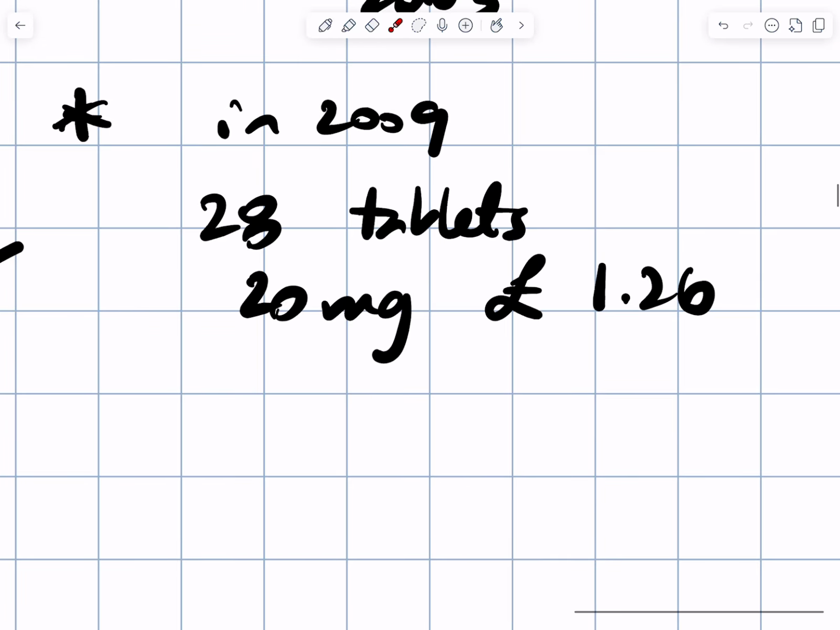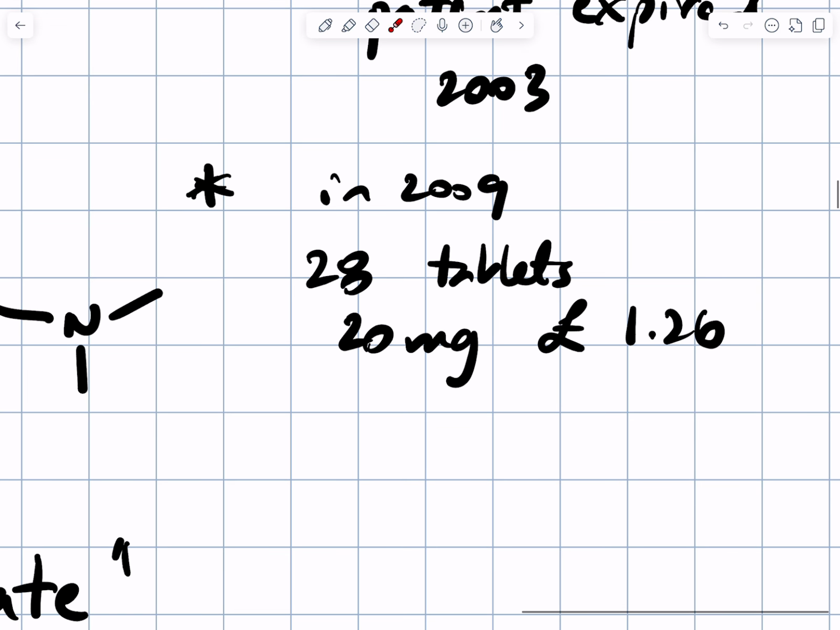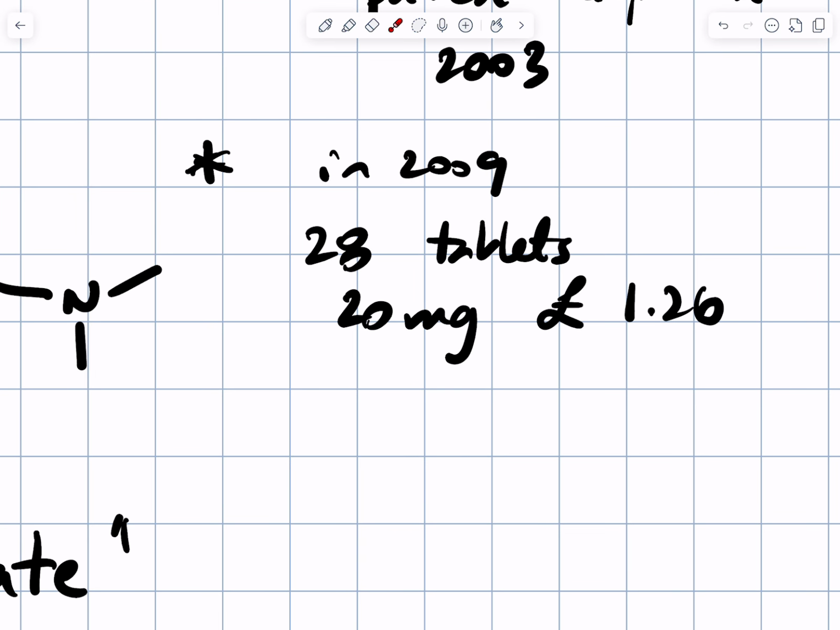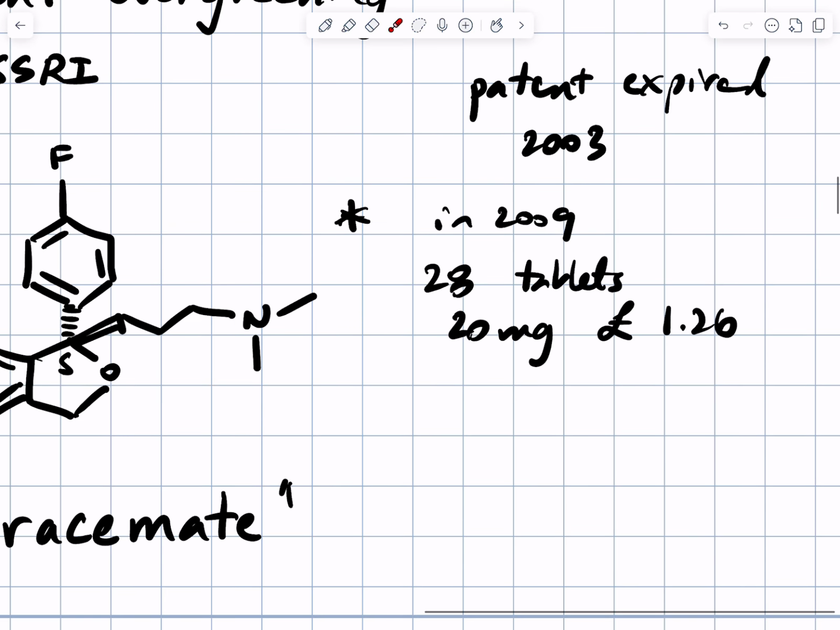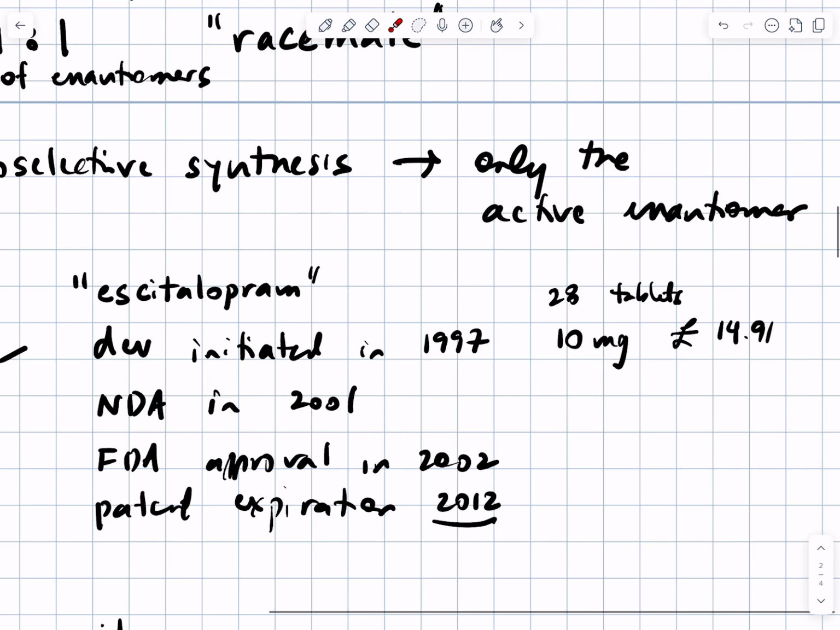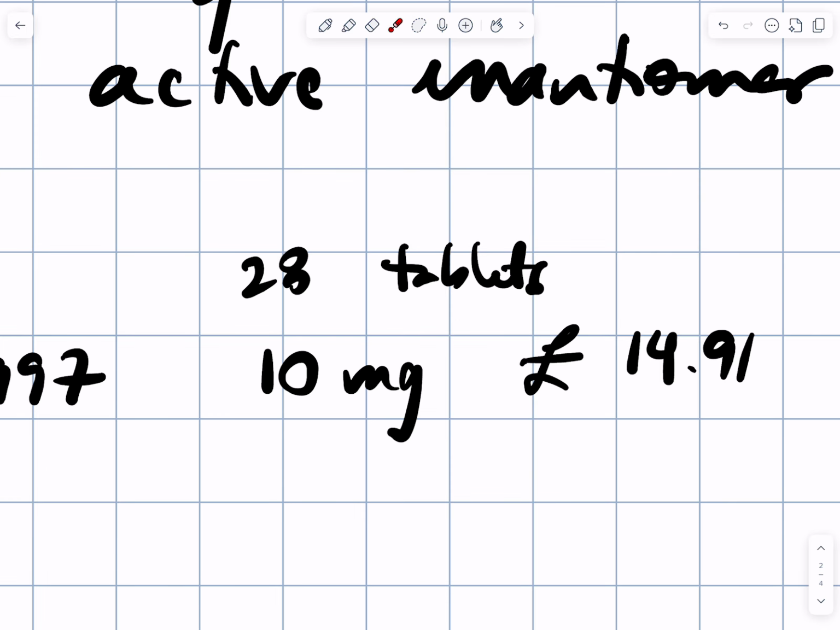So in 2009, these are numbers from the UK, 28 tablets of 20 milligram racemate cost a pound and a quarter. Brits don't have quarters, so it's a shilling or something, whatever. So 1.26 pounds, all right? Now look at the price the same year for 28 10 milligram tablets of escitalopram, almost 15 pounds. So that's more than 10 times as expensive.